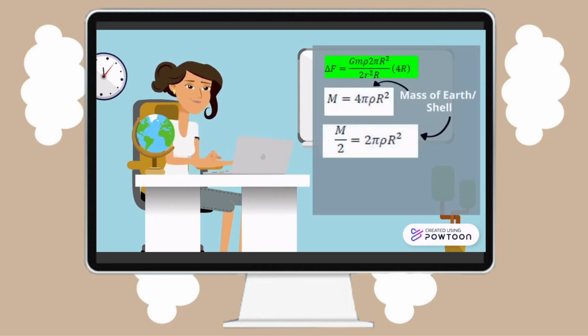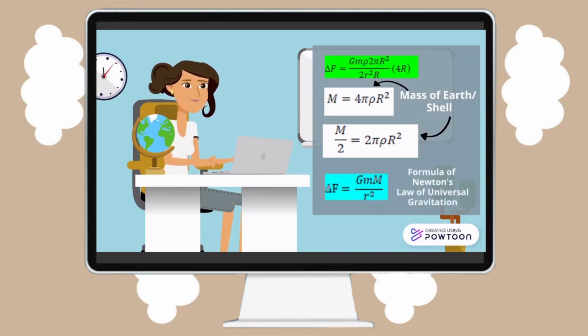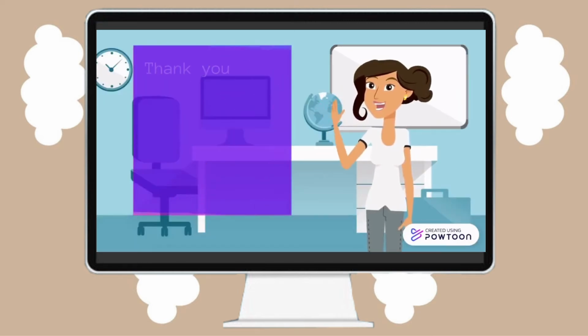Since the mass of the Earth or shell, m, equals 4 pi rho r squared, we can replace terms in the equation: 2 pi rho r squared equals m over 2. After that, we will get the final formula of Newton's law of universal gravitation, which is delta F equals G m m over r squared. I think that's all for today.